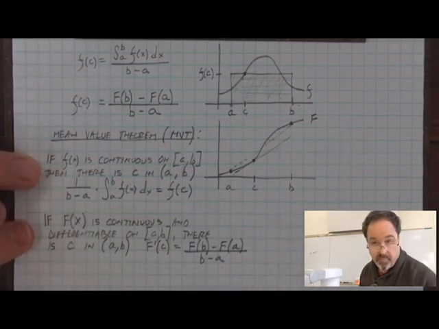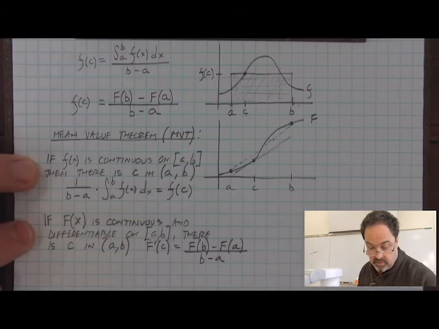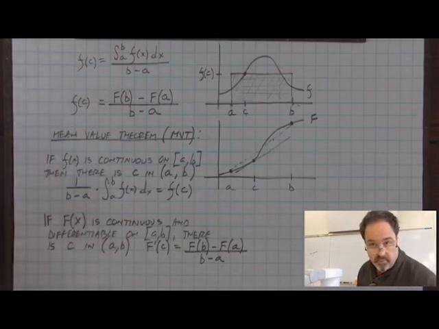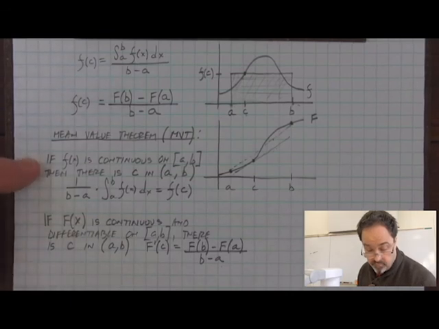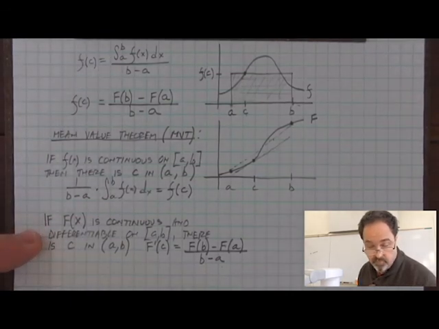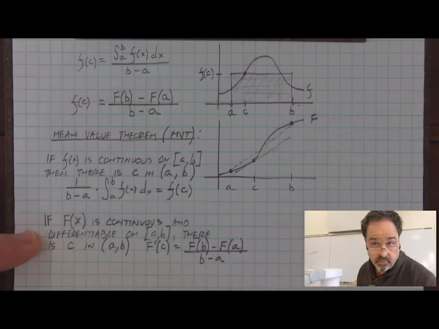These together are the mean value theorem. It doesn't have two parts so much as there's two ways to approach it. One approach is with a function, and the other approach is helpful when you have the antiderivative or the integral of that function.